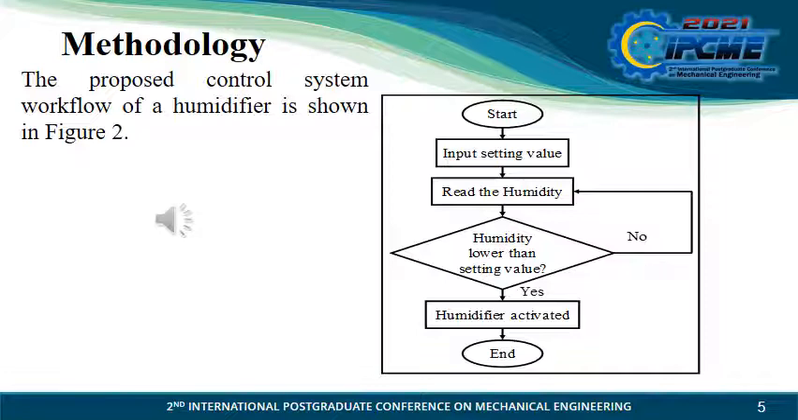In that figure we see we have to input the setting value and the sensor will read the humidity, and the control system will determine whether the humidity is lower than the setting value. If it is yes, then our humidifier will be activated, but if it is no, then the device will not be activated and the sensor will read the humidity continuously.